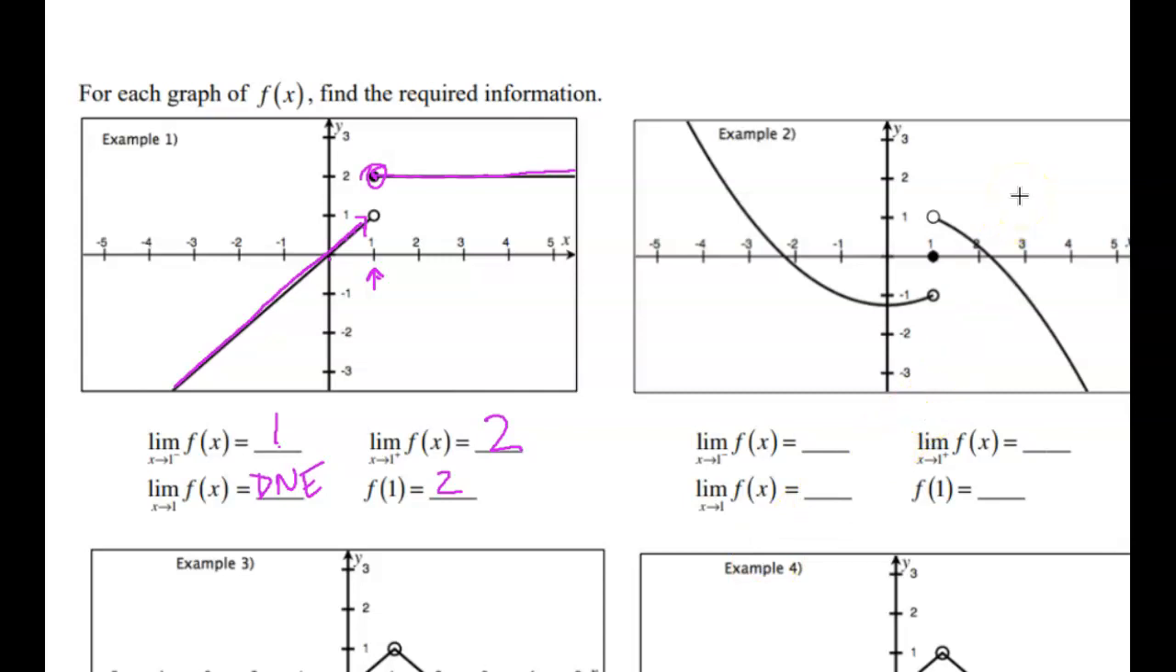There really isn't any work to show. All right, let's look at this. The limit as x approaches 1 from below. So here's our target.